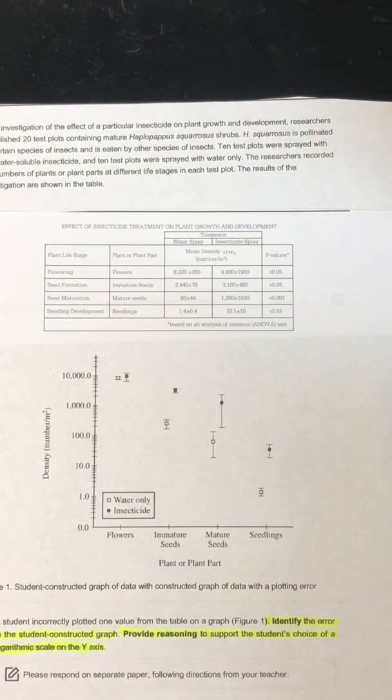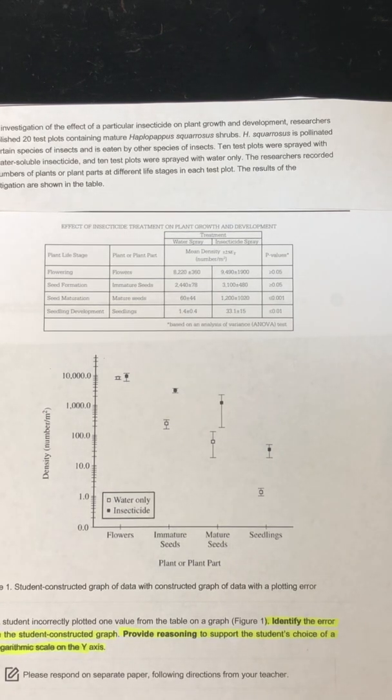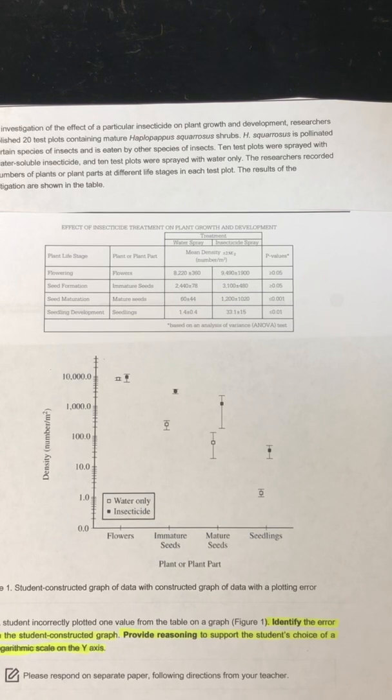Number 2 was talking about a student or a scientist investigating different insecticides on the growth of a plant. And we're going to go back over these experiments more and more, because I want to make sure you can identify the independent variables, the dependent variables, the constants, the controls, and things like that. But this happened to be on this graph. They asked you to identify where the student was wrong on the graph.